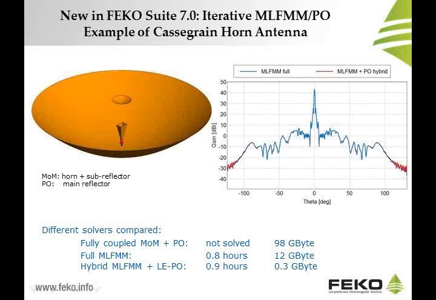And you see here a similar reflector antenna with a horn and a sub-reflector. We compare a full MLFMM solution using 12 gigabyte and less than 1 hour to the new hybrid MLFMM large element physical optics using about 300 megabyte. And at the top, the results, you see excellent agreement of the far-field radiation pattern, and only at about 60-70 dB below the main radiation, one can see some small differences on the left and right hand side.